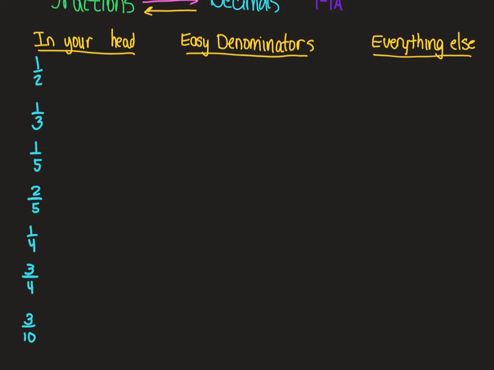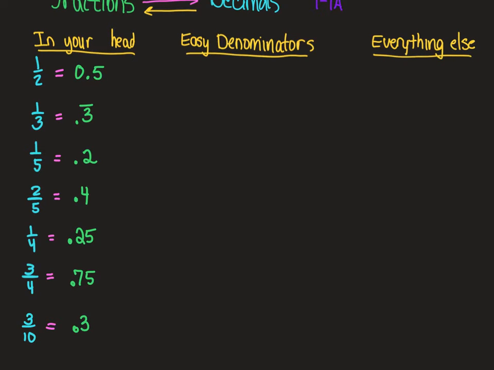All right, I'd like you to look at this list. 1/2, 1/3, 1/5, 2/5, 1/4, 3/4, 3/10. Stop the video, write the list down, and see if there's any of those fractions that you just know right away what the decimal is, and then hit play and see if you were right.